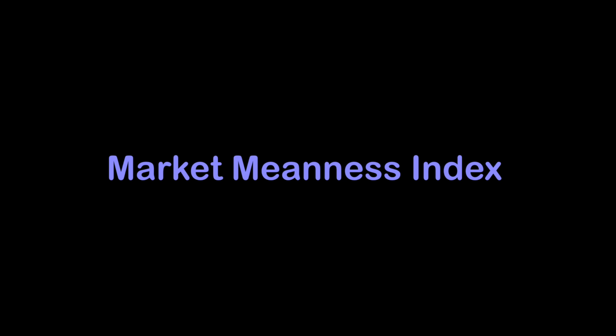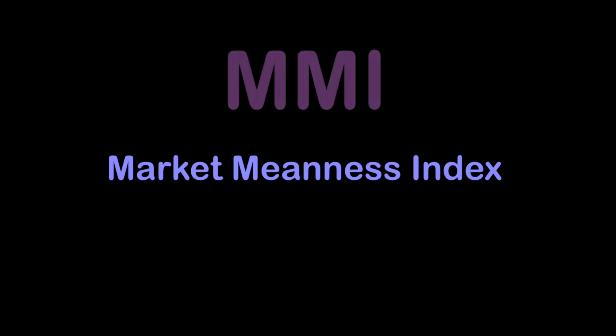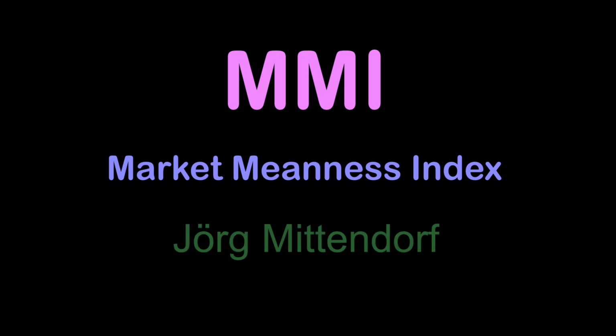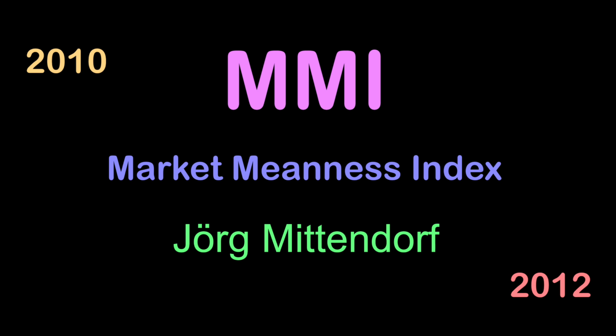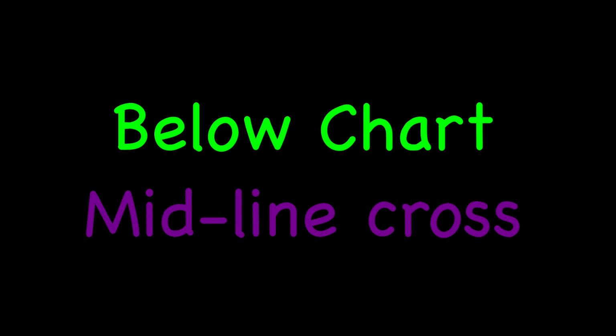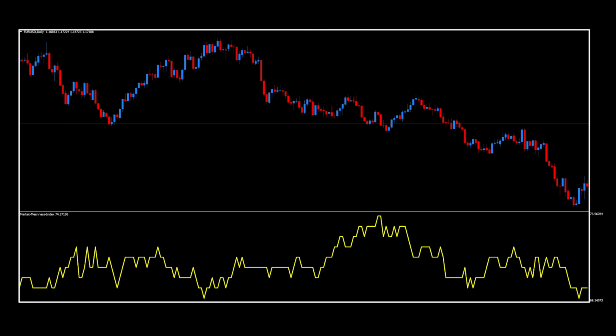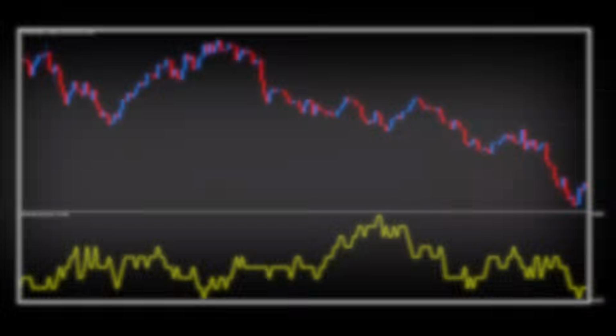Today we're introducing the Market Meanness Index, or MMI for short. It was developed in 2010 by a guy named Jorg Mittendorf, but didn't come into mainstream practice until about 2012, and that's totally fine by us. It's a below-chart midline cross, although in actuality, it's more of a single level cross because the midline doesn't necessarily have to be in the middle. Don't worry, we'll explain. In this initial snapshot, we have just the signal line, but we'll be adding components.